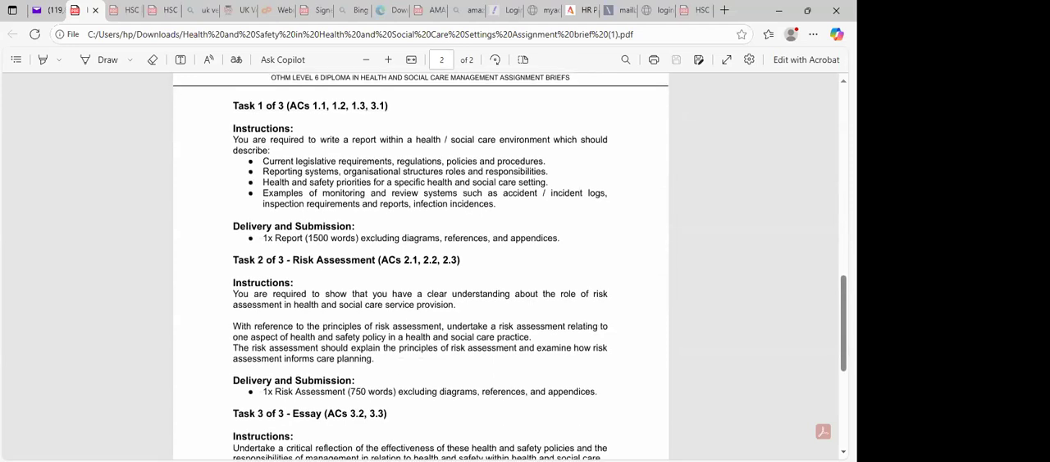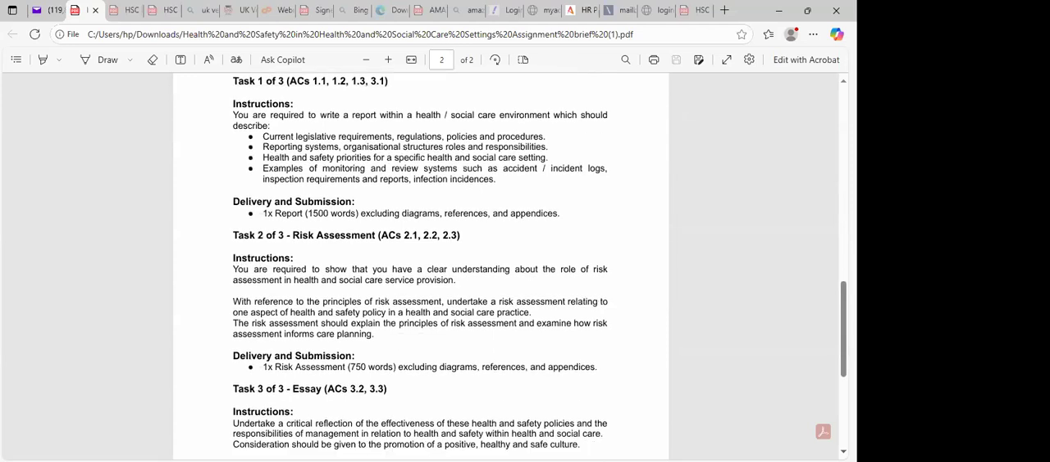Okay, let's look at this. You are required to write a report within a health and social care environment which should describe current legislative requirements, regulations, policies, and procedures, reporting systems, organizational structures, roles, and responsibilities, health and safety priorities for a specific health and social care setting. Examples of monitoring and review systems such as accident and incident logs, inspection requirements and reports, infection control. So let's limit ourselves to task 1 out of 3.